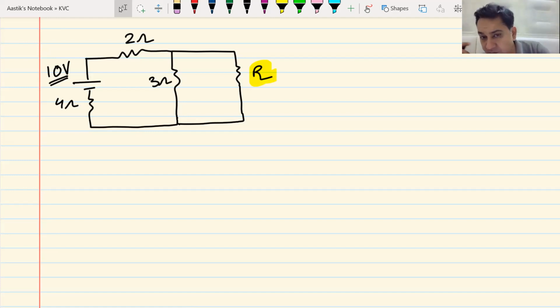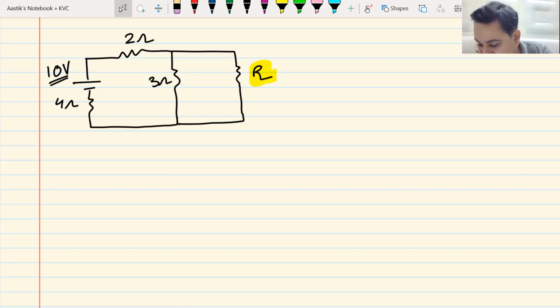Equivalent resistance is equal to 4, na, sir? Yes, beta. What equivalent resistor? Whole equivalent resistance is equal to 4. What do you mean by whole equivalent resistance? Means the 4 ohms is the internal resistance. Okay, I got it.